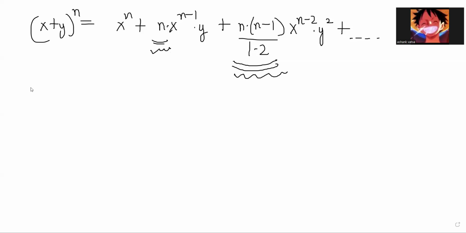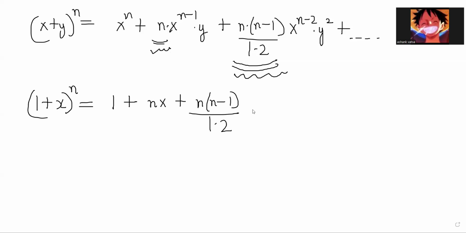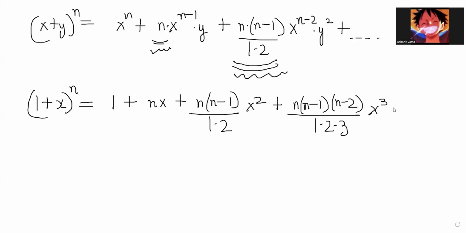The reason I'm telling you all this is because e comes from here only. So for example, if I had an expansion of (1 plus x) power n, right? So what will (1 plus x) power n be? In place of x there is 1. So it will be 1 plus n x, plus n into (n minus 1) by 1 into 2 x square, right? The next term would have been x cube and so on.